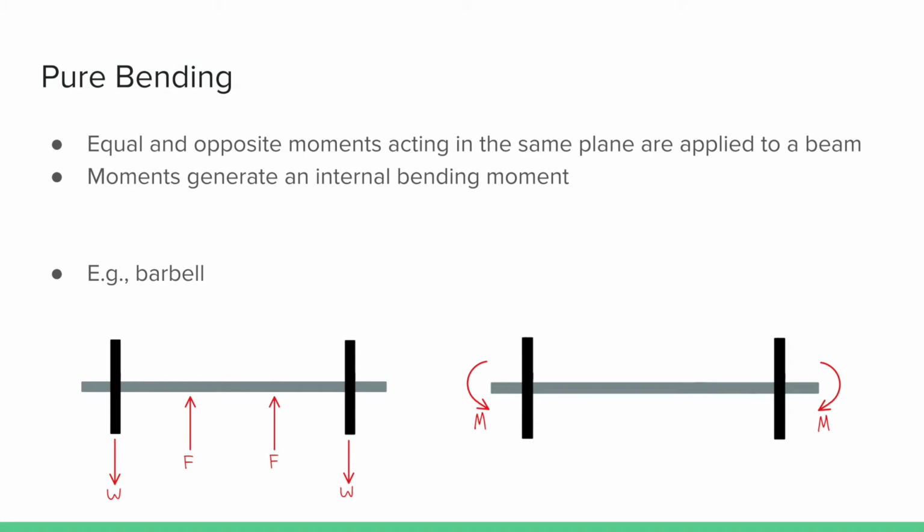The first way is through what's called pure bending. Pure bending happens when equal and opposite moments, which act in the same plane, are applied to a beam. An example of pure bending is a barbell. As a weightlifter lifts the barbell up, bending moments are generated at either end due to the weight, and these moments cause the barbell to bend slightly, which in turn produces bending stress.